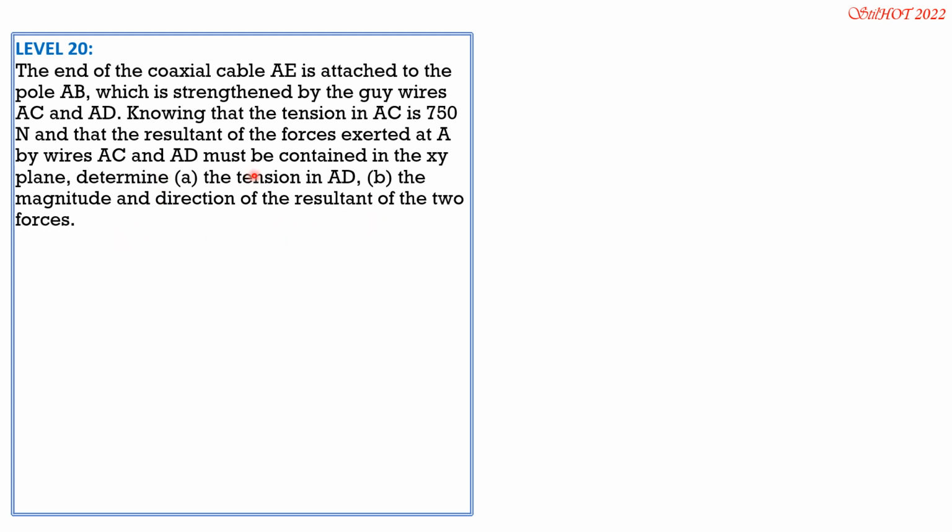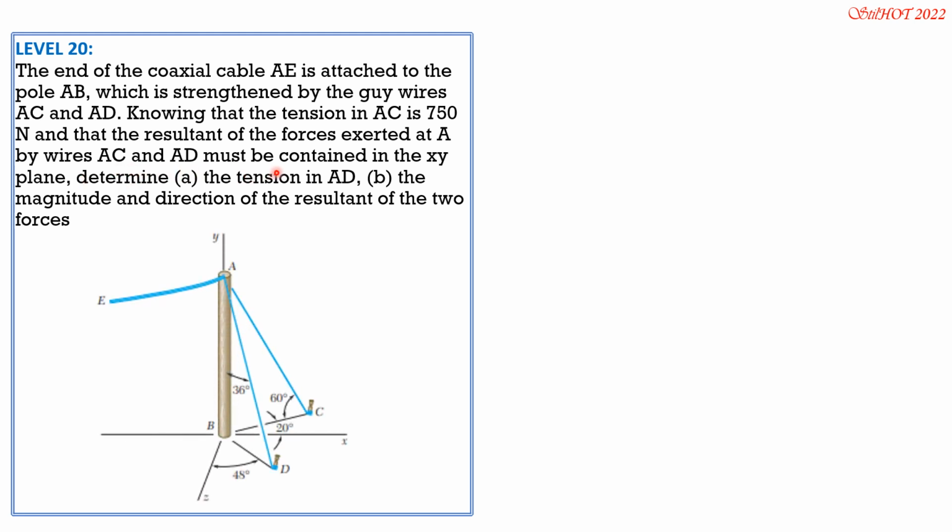So take note of this statement that the resultant of the forces exerted at A by wires AC and AD must be contained in the XY plane. Meaning the resultant must be in the XY plane. There's no Z component, so RZ is 0. So let's express tension in AC in vector form. We can compute the components because the tension in AC is given.